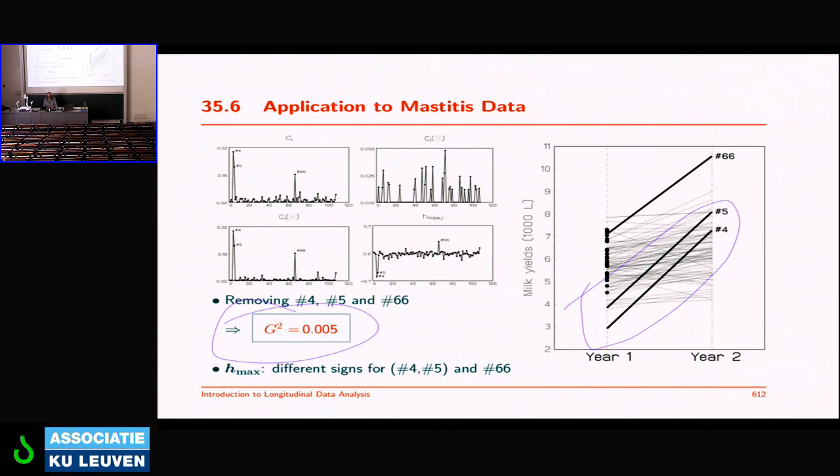that mastitis is associated, or protection against mastitis is associated with a steep increment, whereas most cattle farmers would tell you, no, it's the other way around. If there are these huge increases, that's fine, but there is a strong risk of mastitis indeed. I need to explain one more thing, that is H max.